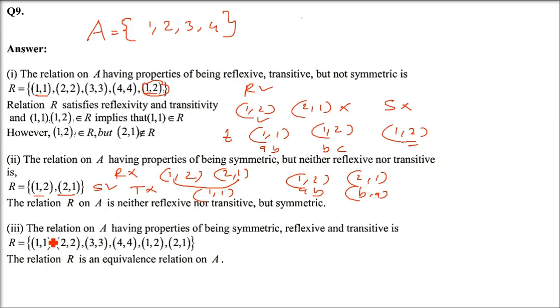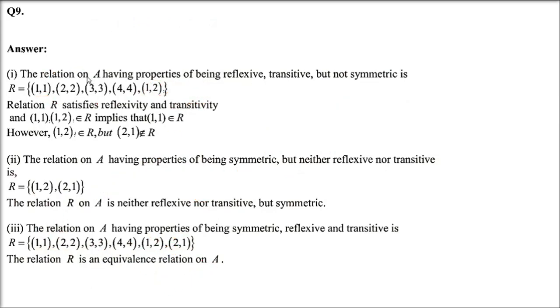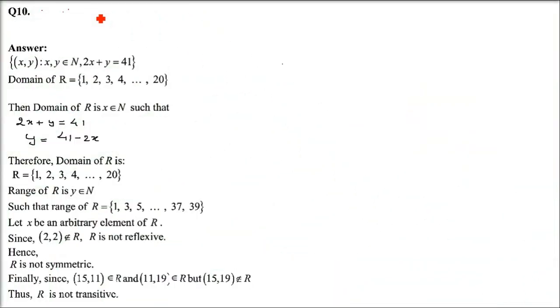Third one. Reflexive, symmetric and transitive. So (1,2) is there. Just add (2,1). See (1,1), (2,2), (3,3) will give you it being reflexive. (1,2) is there, (2,1) is there. (1,1), (1,2), (2,1) is there. It is transitive. (1,2), (2,1) is there, so (1,1) should be there. (a,b), (b,c), so (a,c) should be there. (1,1) is also there. So it is reflexive, symmetric and transitive also. I hope you got the idea. (1,1), (2,2), (3,3), (4,4) is reflexive. (1,2), (2,1), (1,1) is what we have been seeing till now.